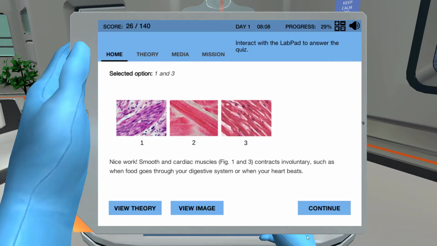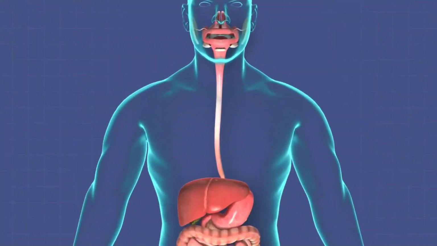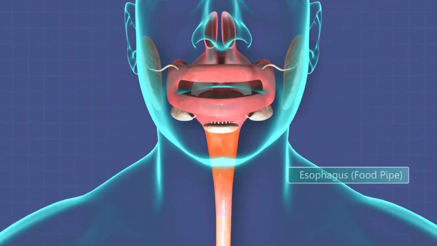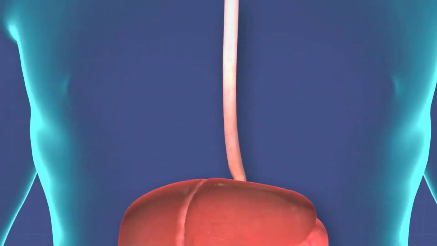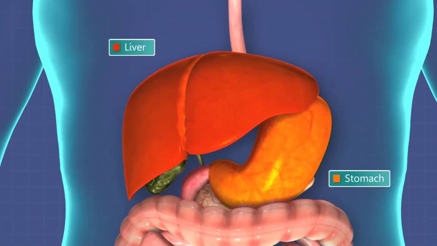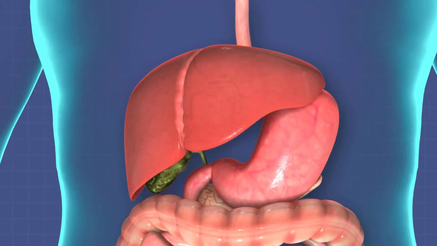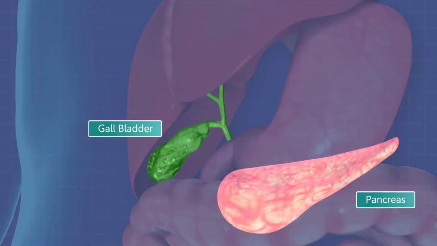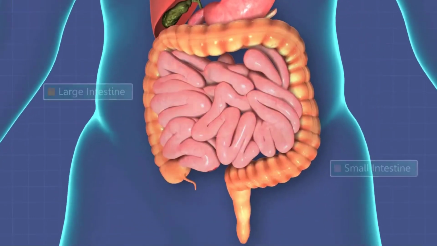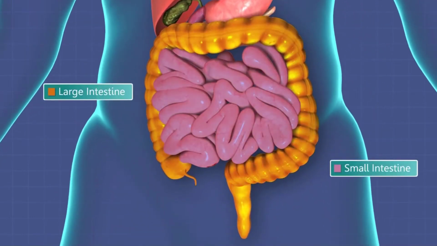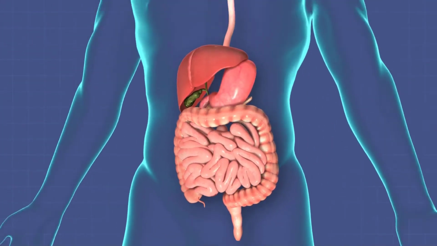Nice work. Smooth and cardiac muscles contract involuntarily, such as when food goes through your digestive system or when your heart beats. Even though the iris of your eyes and your intestine are both composed of smooth muscle, they behave differently. You may notice that your intestine contracts in a repeated rhythmic pattern, while your iris does not. This is because the intestine is composed of single-unit smooth muscle, and the iris is a multi-unit smooth muscle.